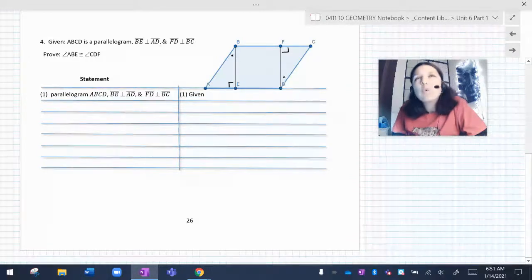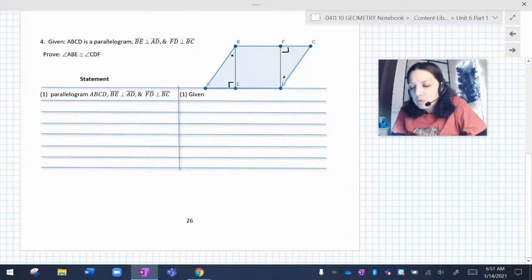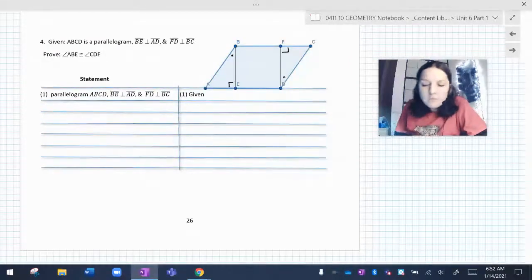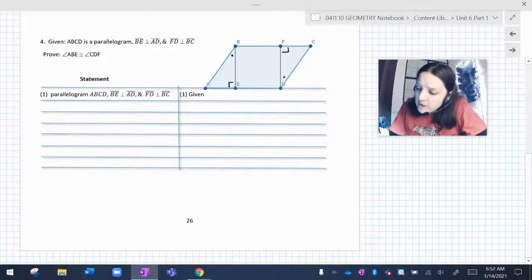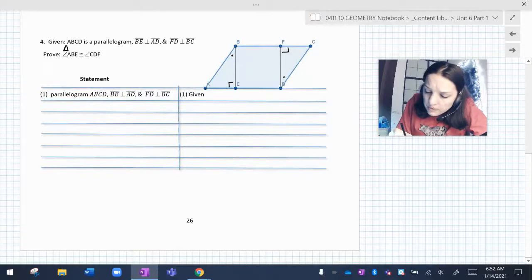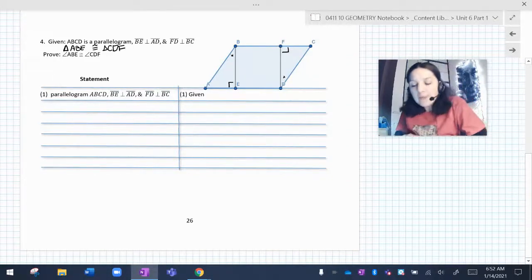Okay. Why would they ask me to prove angles congruent? Oh, remember that CPCTC thing from the last unit? If you're asked to prove that two angles are congruent, there's a good chance that what you can probably do is prove the triangles are congruent, and then use CPCTC to say the angles are congruent. So I'm going to put in an additional prove condition here that I probably want to prove that triangle ABE is congruent to triangle CDF, and then prove that those angles are equal. That's what I'm thinking I want to do.